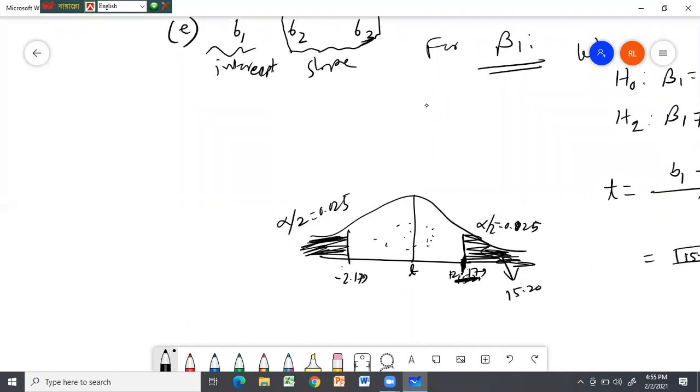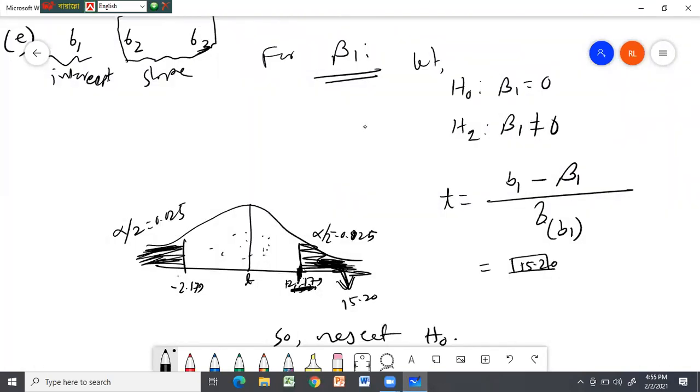But if it falls outside of minus 2.179 or plus 2.179, say in this case our calculated t value is 15.20, so this falls outside, in the significance portion. So here 15.20 falls in the level of significance portion, so we will reject the null hypothesis. Okay, so that would be our decision. So reject H0. That is how you can conclude the statistical test, or test of hypothesis, to know the statistical significance of each of the estimated regression coefficients B1, B2, and B3, followed by beta1, beta2, and beta3.